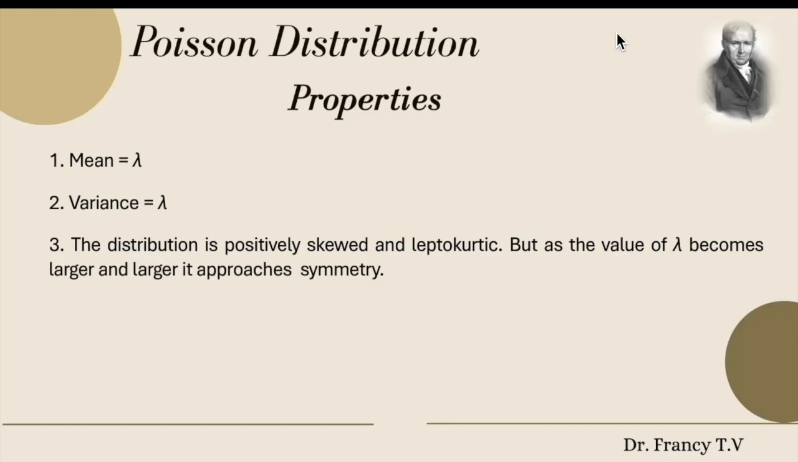Finally, the probabilities associated with Poisson distribution can be obtained using the probability function given by P of x is equal to e raised to minus lambda, lambda raised to x by x factorial, x is equal to 0, 1, 2, 3, etc. Where this e represents exponent.